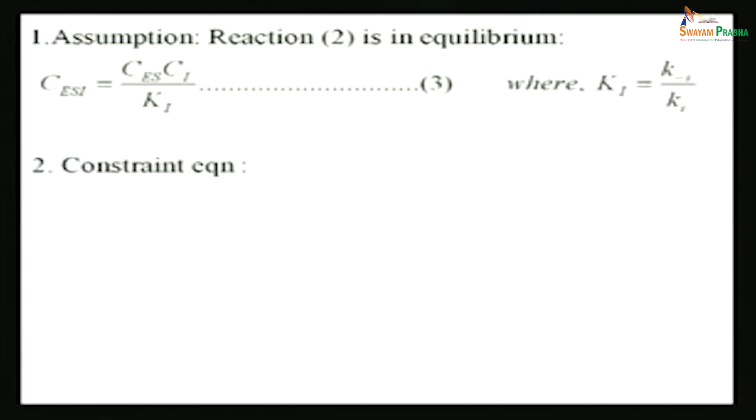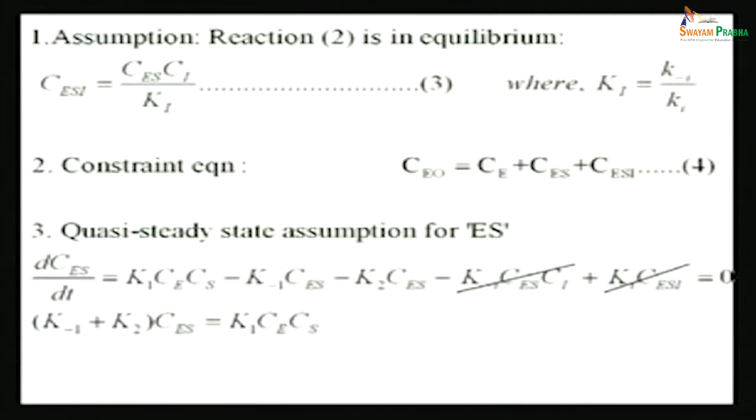Next is the constraint equation, which I already discussed: Ce plus Ces plus Cesi, that is, the enzyme in 2 complex forms plus 1 free form together equals the total amount of enzyme that you put into the system at the start. And the last one is the quasi steady state.